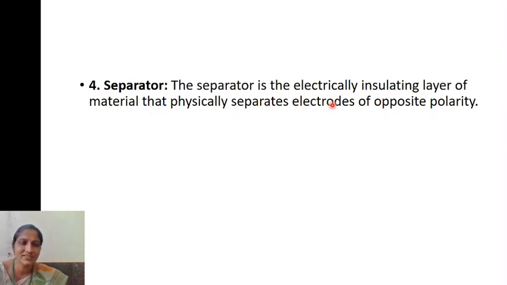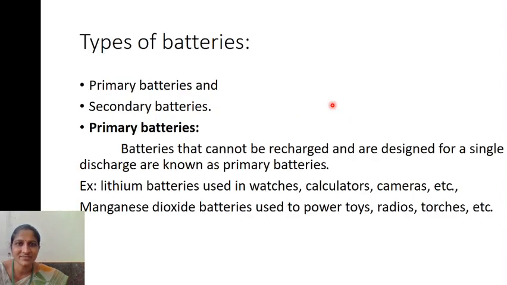So this is about the different parts of the battery. A battery will have four parts: one is the positive electrode, the second is the negative electrode, the third is the separator, and the fourth is the electrolytic medium. And now, different types of batteries. There are two different types of batteries: one is the primary battery and the second is the secondary battery.